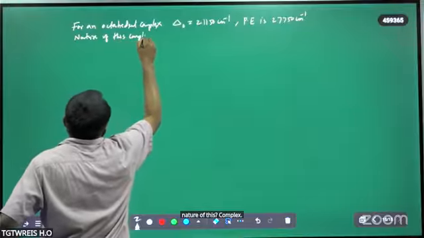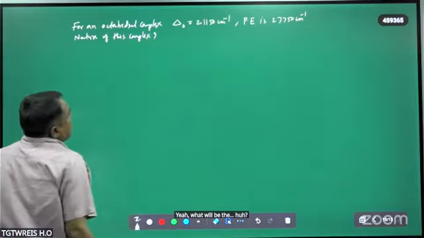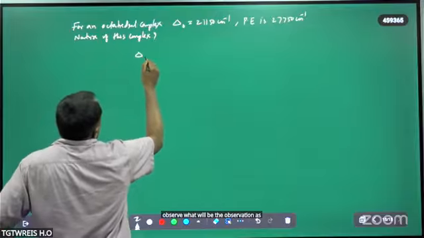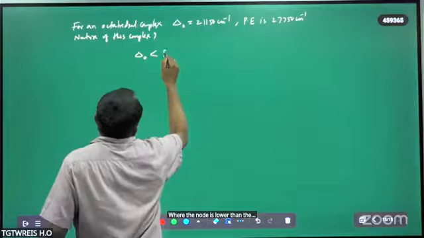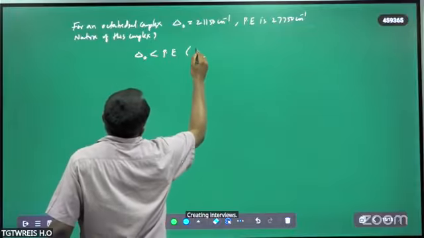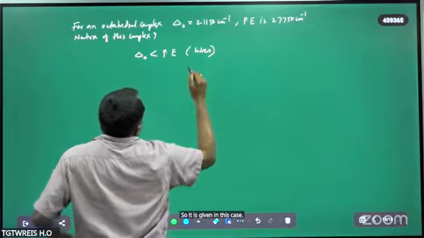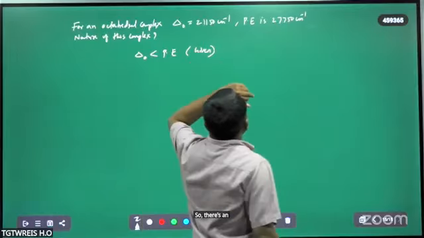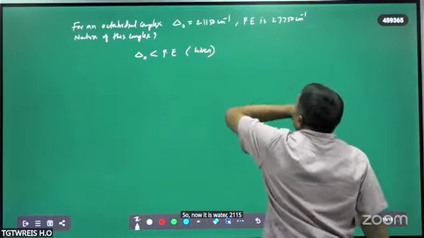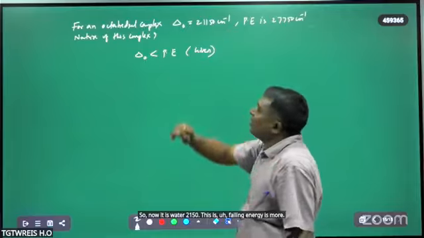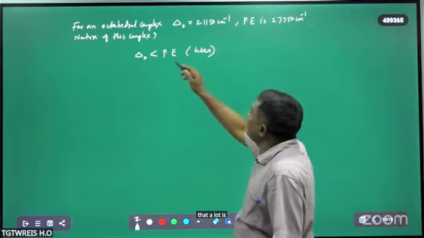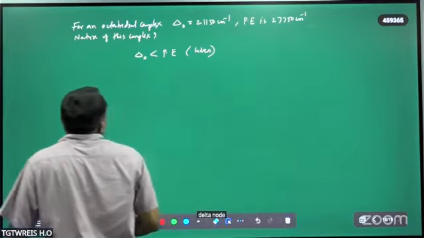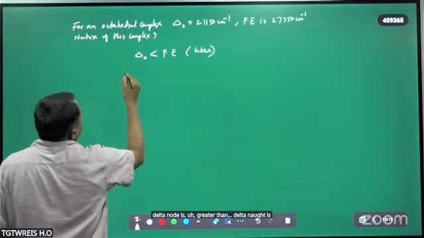Here, what will be the observation? Delta naught is lower than the pairing energy, as given in this case. Delta naught is 21150. The pairing energy is more, and delta naught is very less. If delta naught is lower than the pairing energy, what will happen?